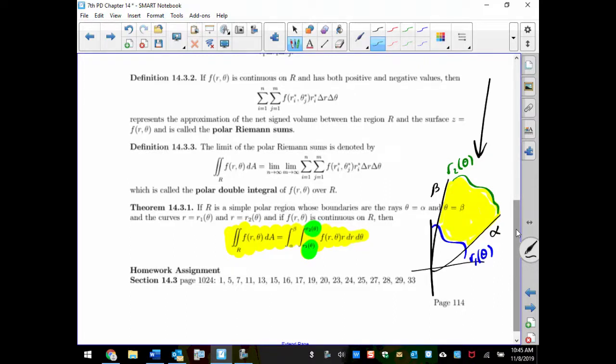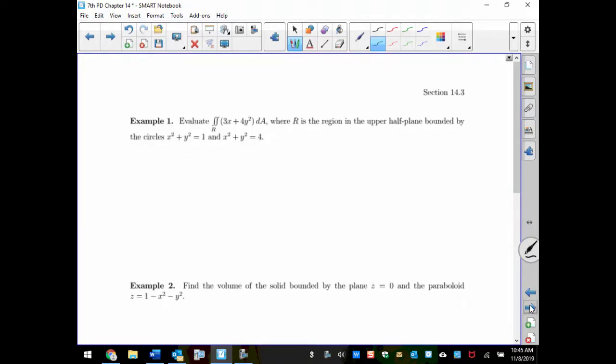One key thing: notice that there is an r. You pick up an r when you're integrating here, when you convert from rectangular to polar coordinates. You have to remember to throw that r in there. In general, that will always be there. That comes from the area formula for each of the polar rectangles, which is where we found it. So let's jump into the first problem.